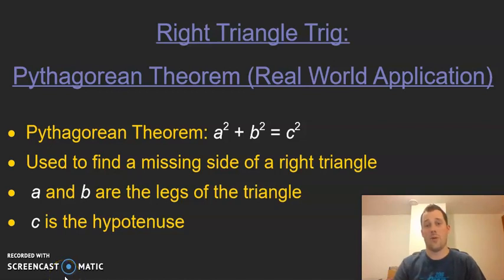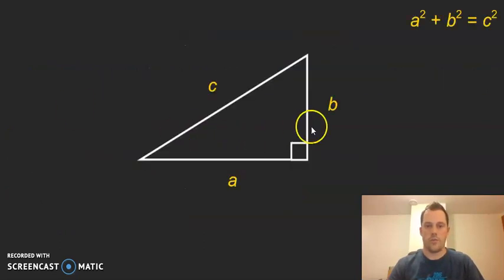In this video, we're going to talk about a real-world example of how we apply Pythagorean Theorem to find a missing side. So recall that Pythagorean Theorem is a squared plus b squared equals c squared, where a and b represent the legs of the right triangle, and c is the hypotenuse. So just taking a quick visual, the two legs that connect the right angle, those are the a and b values. The hypotenuse across from the right angle is c.